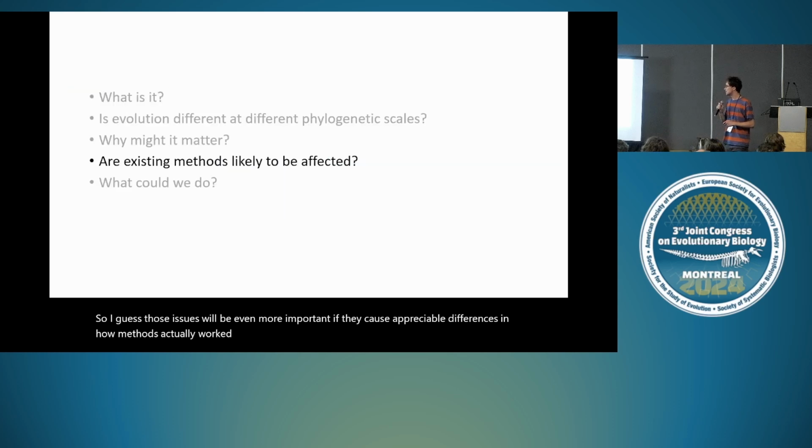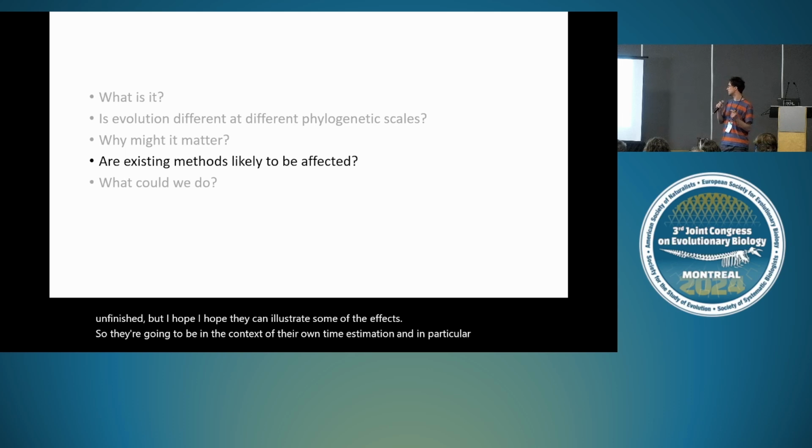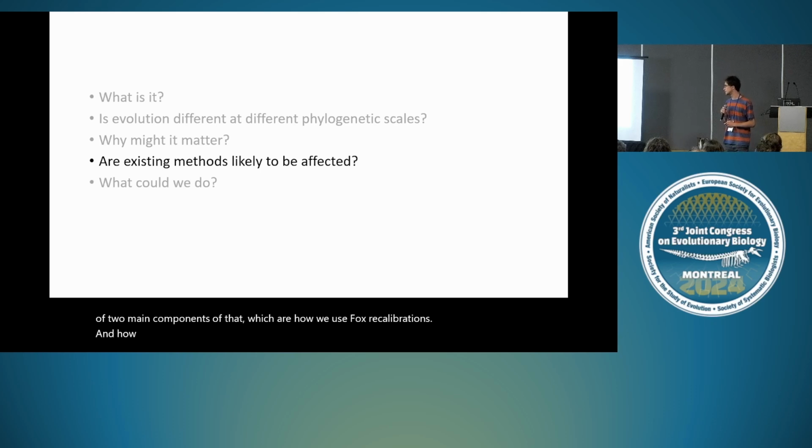So for the last part of the talk, I want to briefly summarize some simulations I've been doing that have tried to pick apart this a little bit. They're unfinished, but I hope they can illustrate some of the effects. They're going to be in the context of divergence time estimation, and in particular the two main components of that, which are how we use fossil calibrations and how we use relaxed clock models.